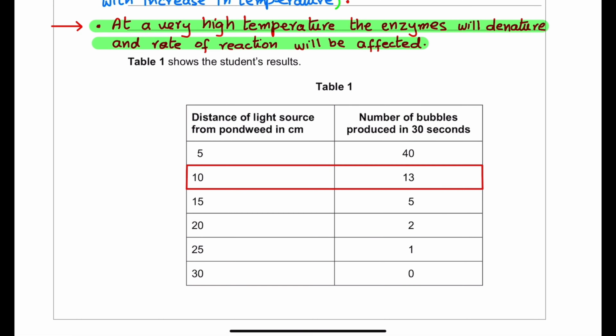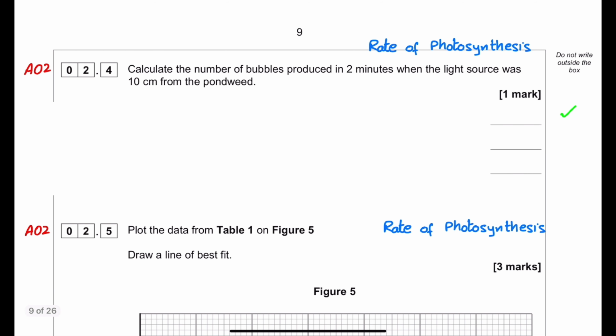Now the question is for 2 minutes and the distance is 10 centimeter. Therefore I highlighted 10 centimeter distance and I have to take it for 2 minutes there. So I can see that in each 30 seconds there are 13 bubbles coming. So 2 minutes means that is 120 seconds. So it is very easy for us to find it.